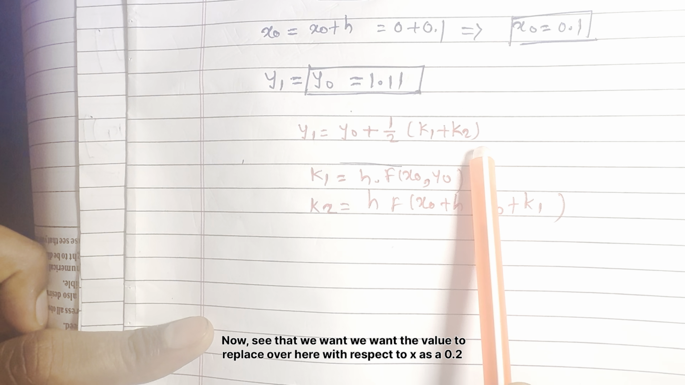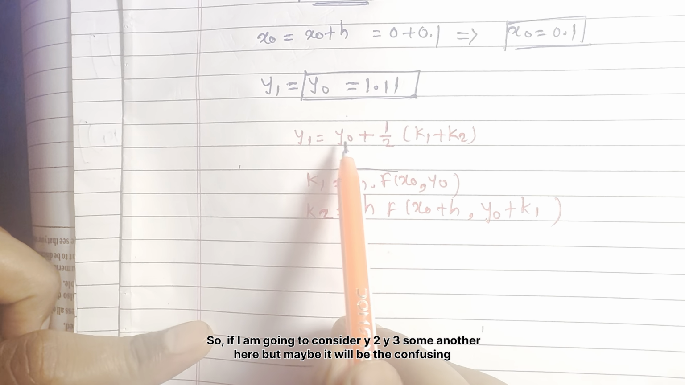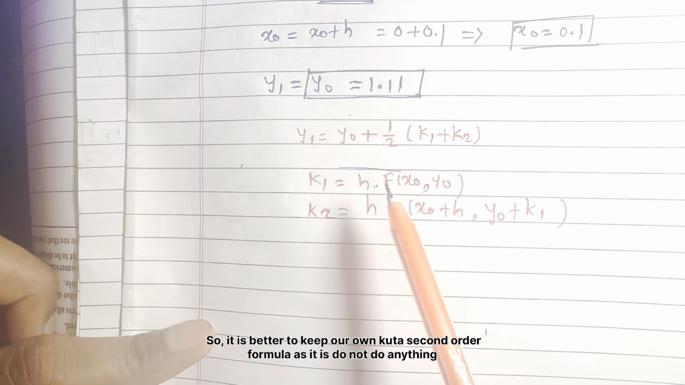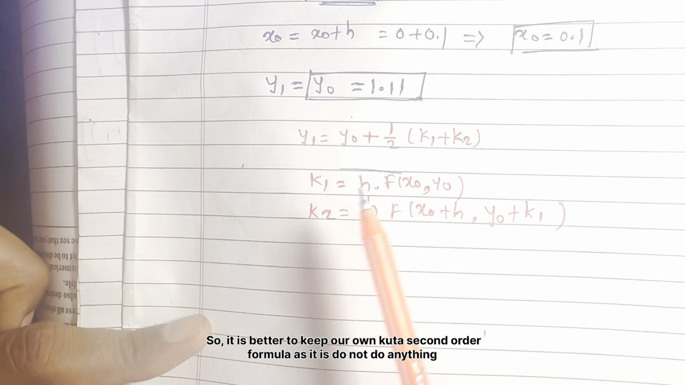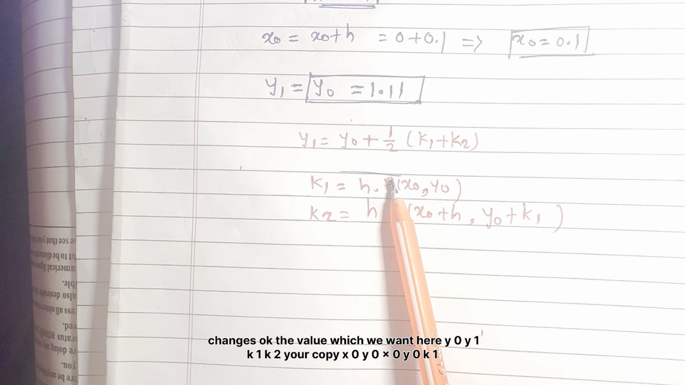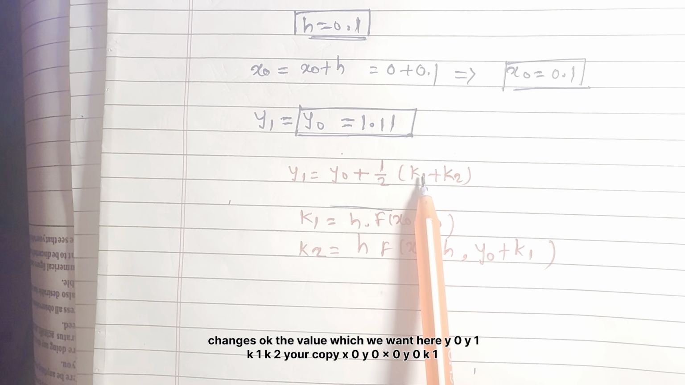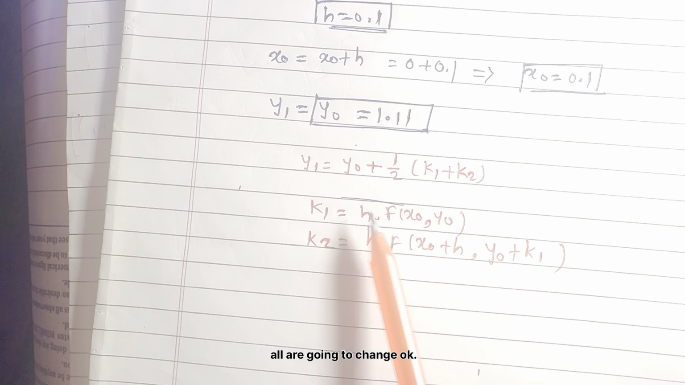This is for our second iteration. If I consider y2, y3 or some other variable, maybe it will be confusing. So it is better to keep our Runge Kutta second order formula as it is. Don't make any changes. The values which we want here, y0, y1, k1, k2, f of x0, y0, x0 plus h, y0 plus k1, all are going to change.